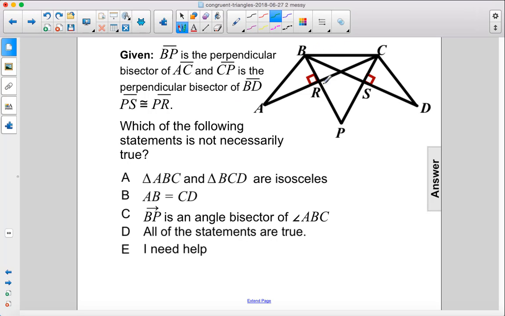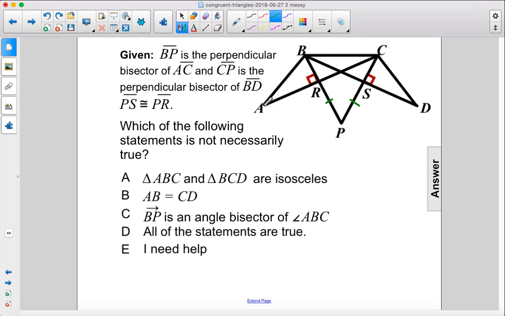Given that BP is the perpendicular bisector of AC and CP is the perpendicular bisector of BD, and PS here is congruent to PR there, so these little segments here, which of the following statements is not necessarily true? Alright, so triangle ABC and triangle BCD are isosceles.